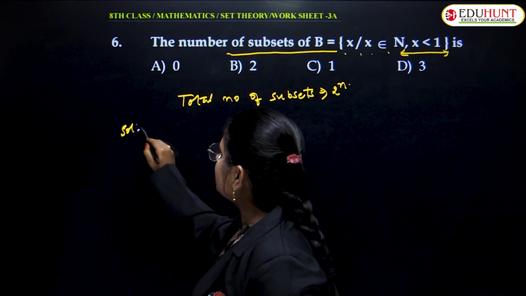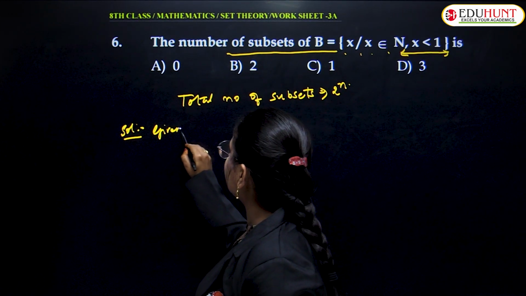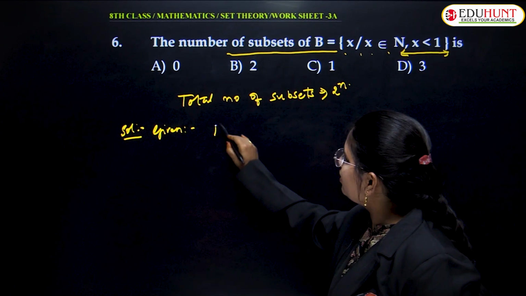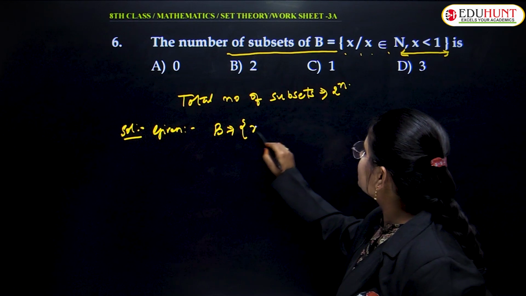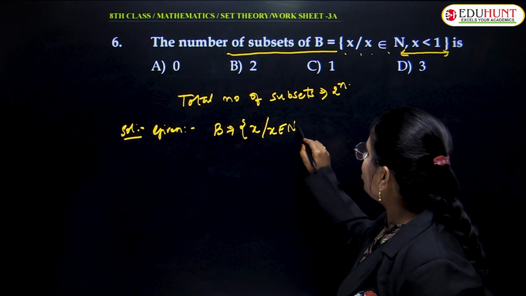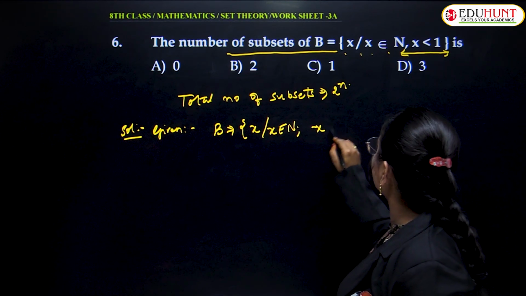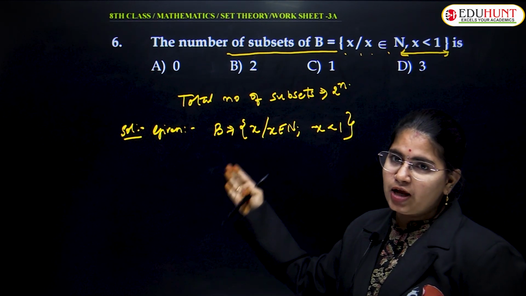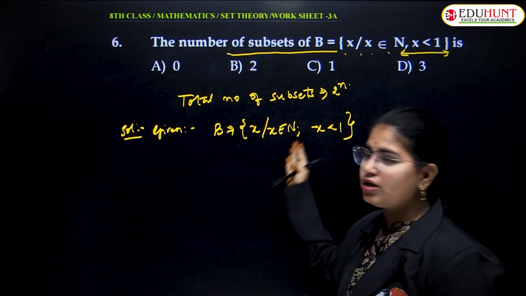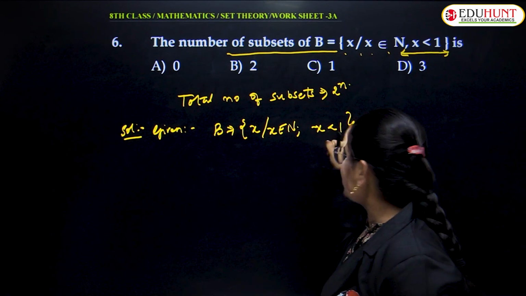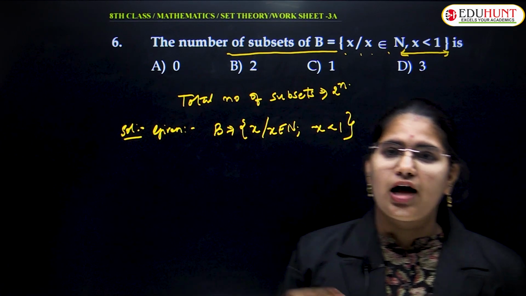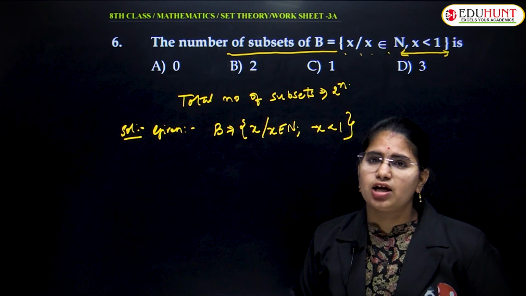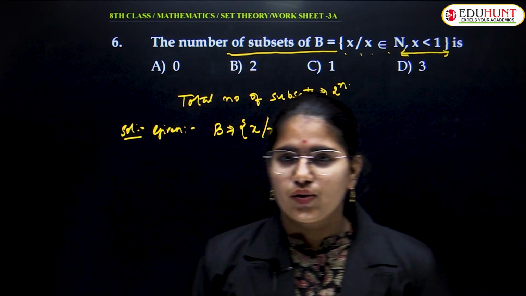So let's begin this problem. First of all we'll write down the question. Set B is equal to {x such that x belongs to the set of natural numbers}. Also they gave you the condition x less than 1. So, students, x is less than 1. Natural numbers start from 1. So do you find any natural number which is less than 1? No, not at all, right? So we cannot find any such natural numbers over here.